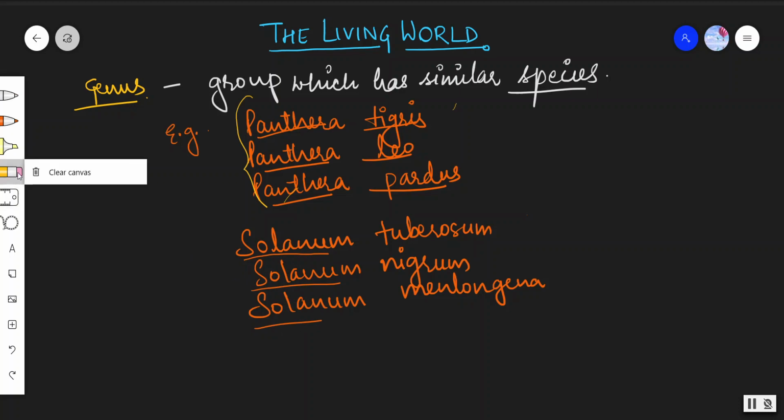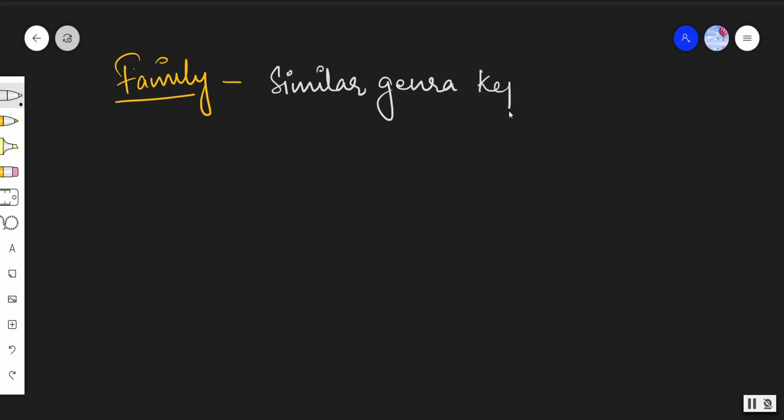Let's move towards the next one, that is the family. As similar species come together to form a genus, similar genera are kept in one family.